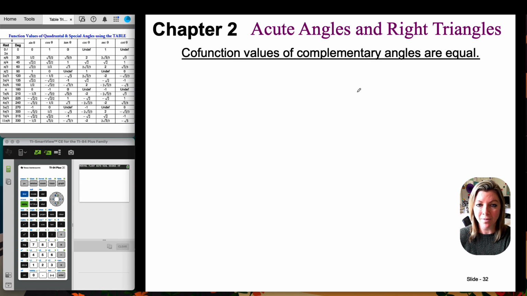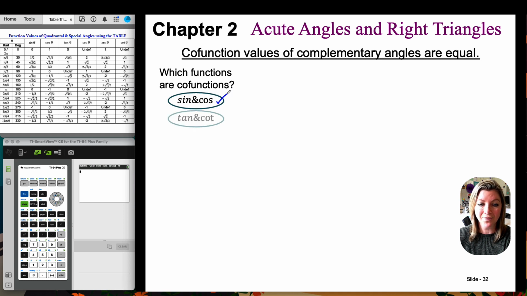Let's break that down. First of all, cofunction values. Well, which functions are cofunctions? And the answer is there are three pairs. Sine and cosine are a pair of cofunctions. Tangent and cotangent are a pair of cofunctions. And the third pair is secant and cosecant. They are a pair of cofunctions. So our statement says that cofunction values of complementary angles.